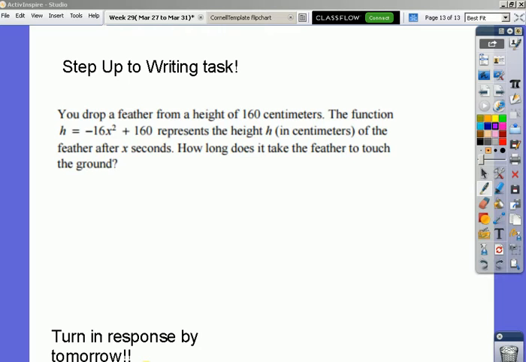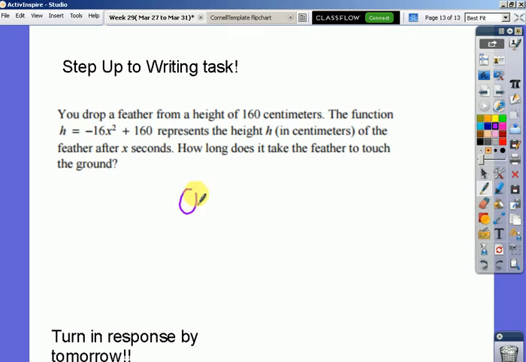So, if I wanted to touch the ground, what height am I looking for? Height of what? 0. So what am I going to replace h with? I'm going to replace it with 0. Why 0? That's the height when it hits the ground. On your step up to writing, you need to be able to explain that.